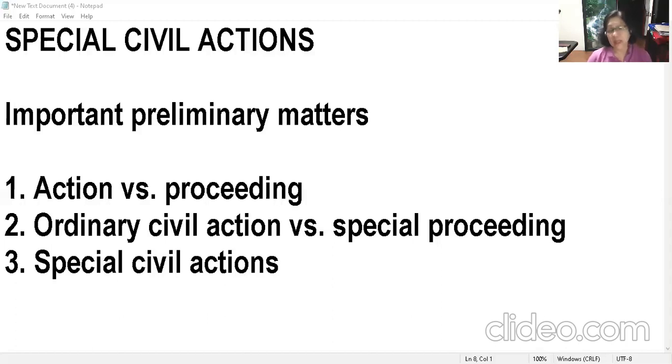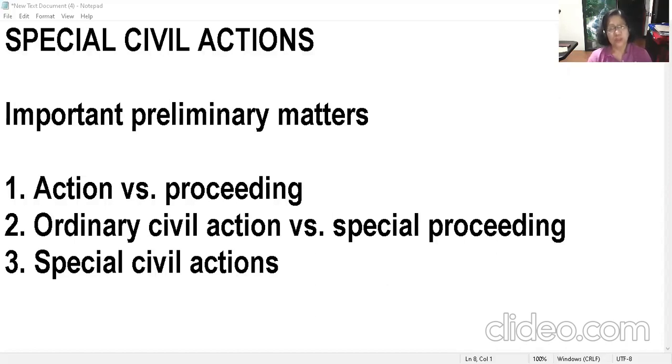Okay. Kaya lang, like I said, if it's a forcible entry and unlawful detainer case, kahit ang claim for damages is 5 million, sa Metropolitan or Municipal Trial Court pa rin. Bakit? Kasi yun nga yung special rule for this particular special civil action. Of special civil actions, there are 10 that are found in the rules of court. I'd like to enumerate them.